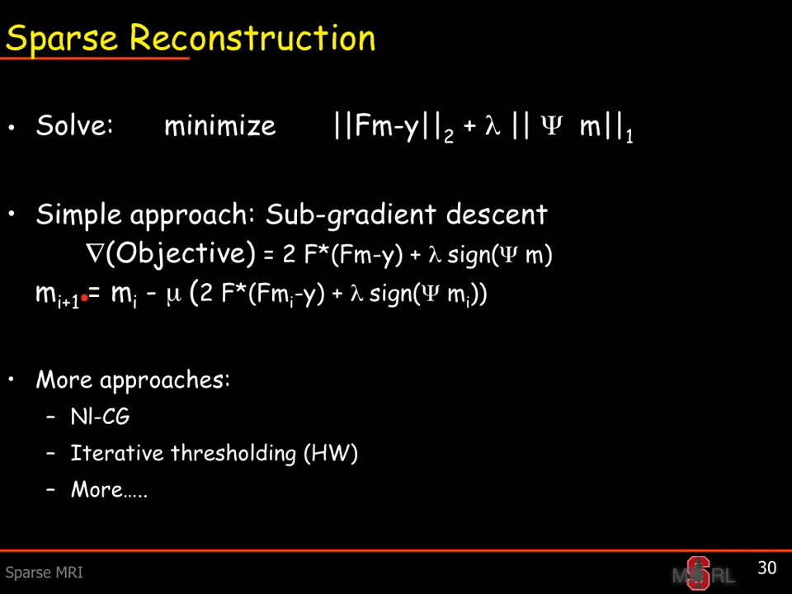And so at each iteration i plus 1, we take the previous iterate and subtract off some scaled version of the derivative at the previous location. There are lots more approaches that can be more efficient and converge better than this, but this is a very simple way that you can achieve this reconstruction. You can do nonlinear CG, you can do iterative thresholding, which is what you're going to do on the homework, and there have been many other approaches proposed.